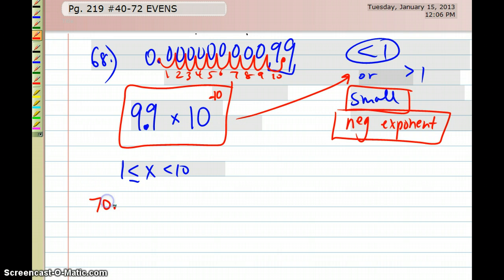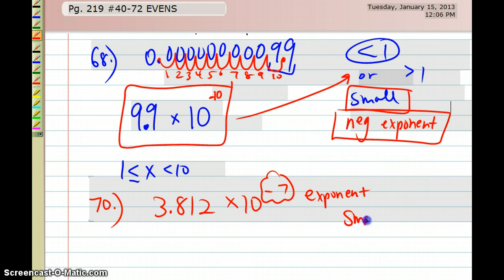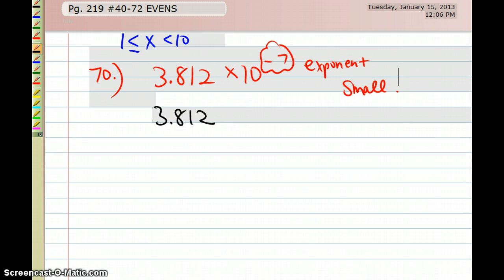Here's 70. 3.8012 times 10 to the negative 7. So here I have a scientific notation number that I want to change into standard form. I look at the exponent. It's negative, which tells me the number will be small. If I want my number 3.8012 to get smaller, the decimal should be moving in a certain direction, either left or right, and that will be to the left. So I'm going to move the decimal to the left 7 times.